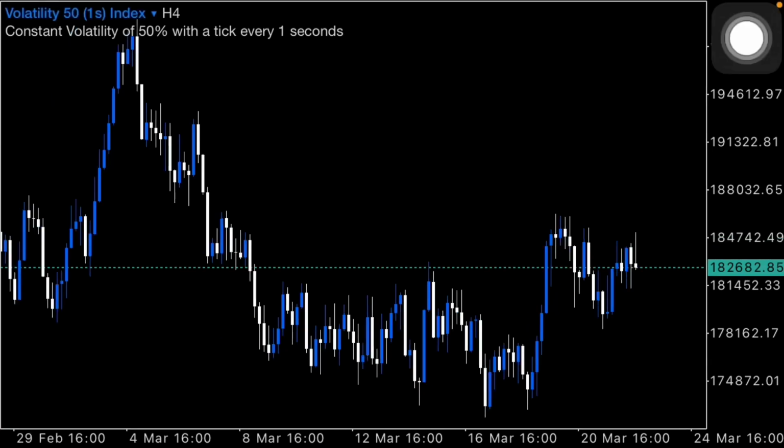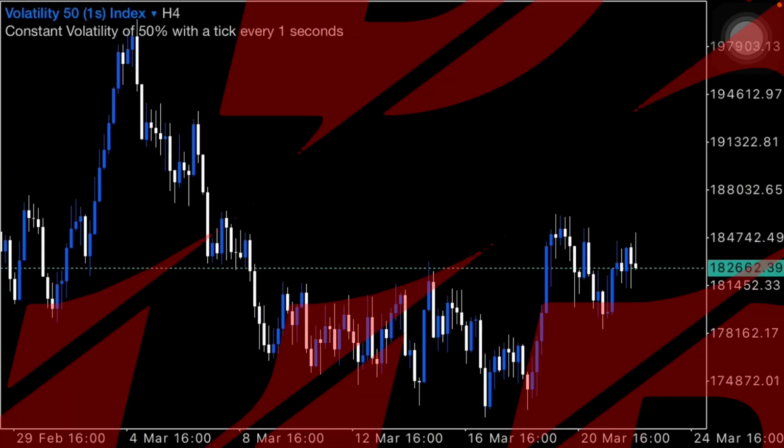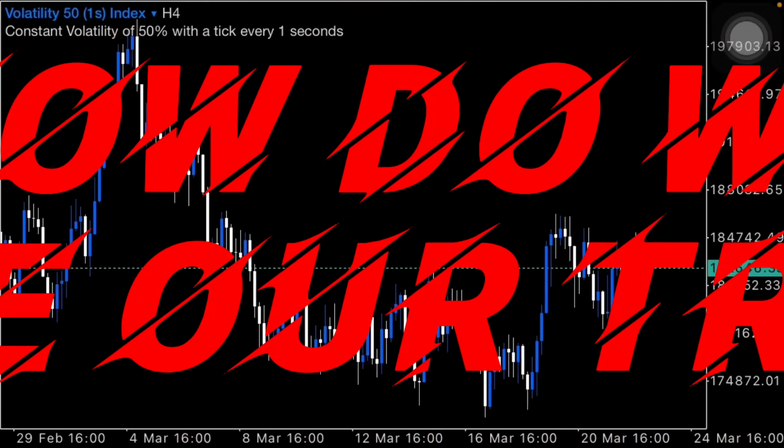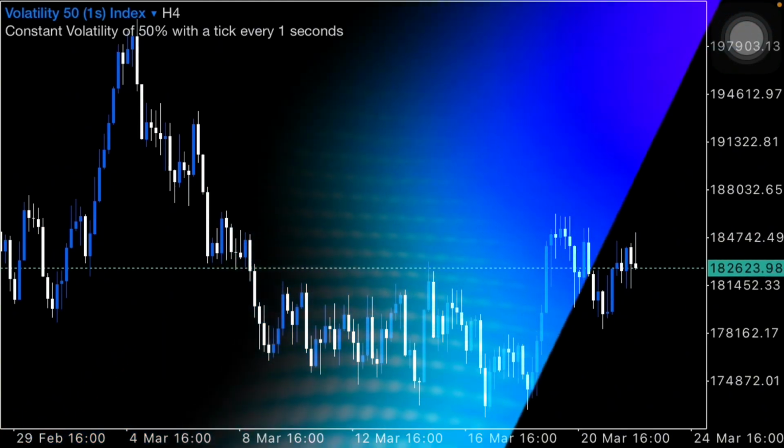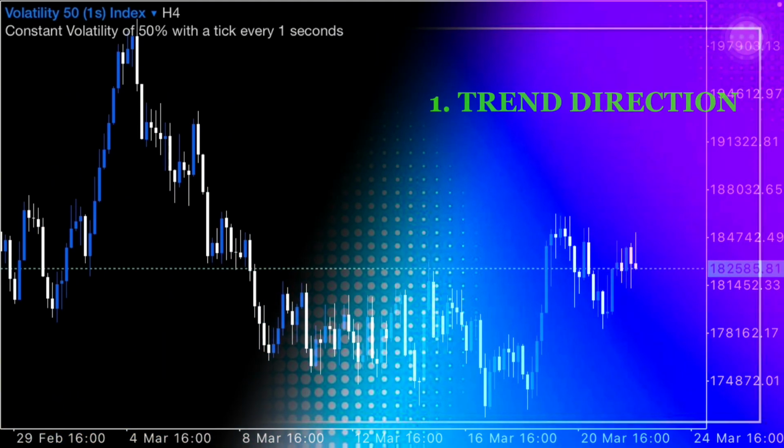Okay guys, now we know the types of break and retest strategy we have. How do we place our trade for consistent profits using this strategy? So we are going to make use of the following: trend direction. Of course, you don't want to be trading against the dominant trend, so you want to make sure the trend has established the direction well before you proceed with any other analysis.